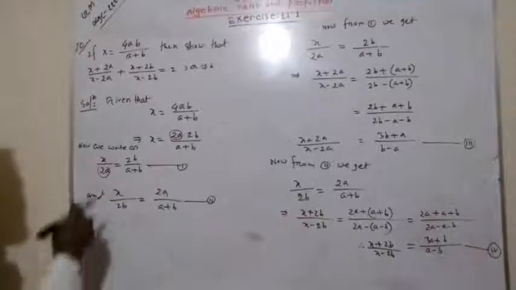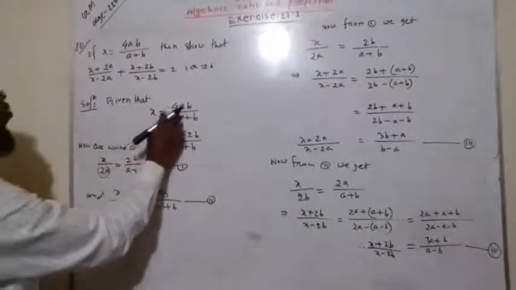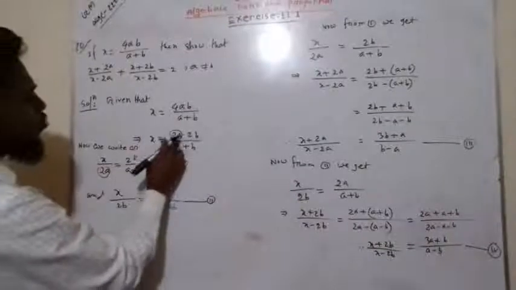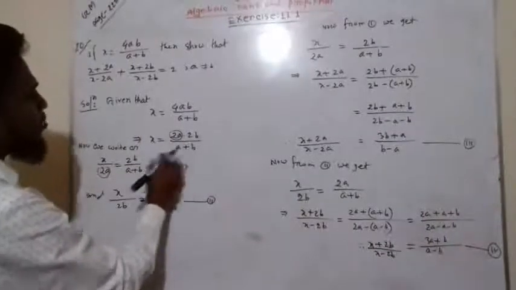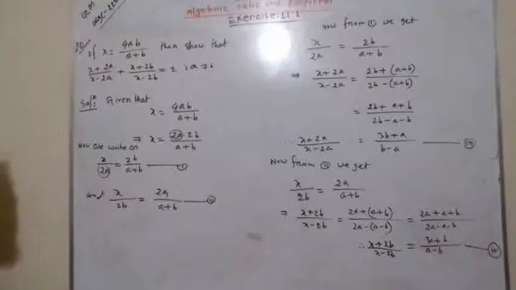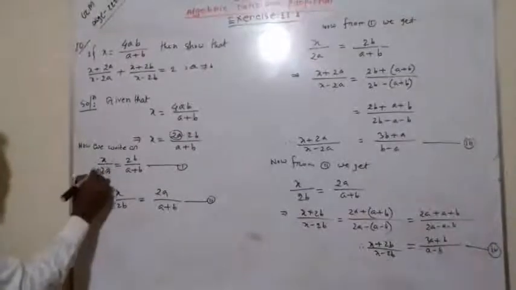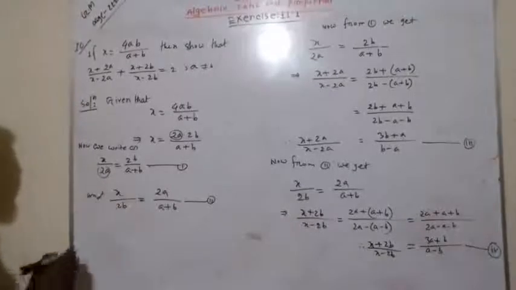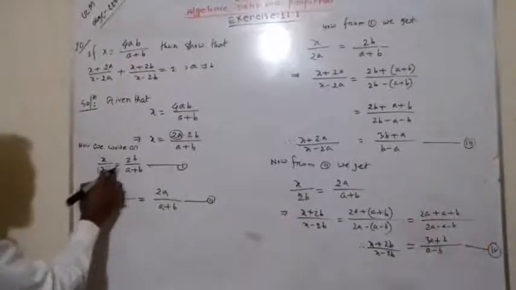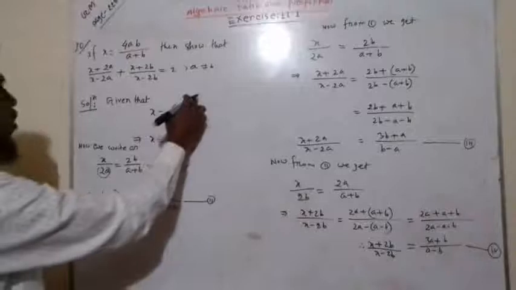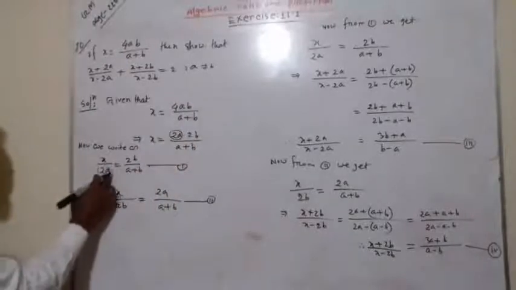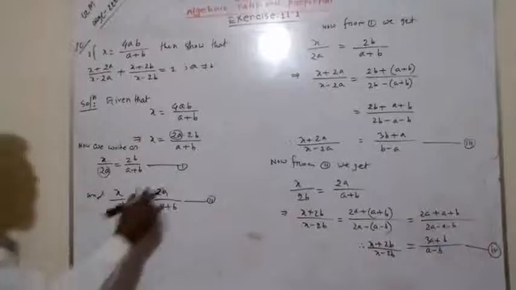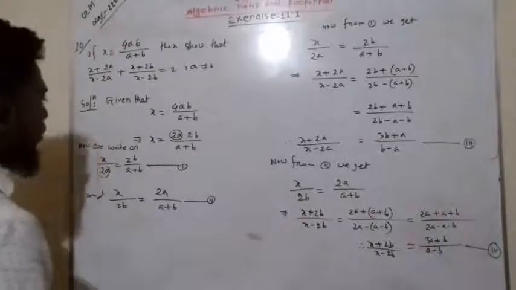Let's start our solution. Given that x equal to 4ab divided by a plus b, then we can write x equal to 2a into 2b divided by a plus b. Now we can write x divided by 2a equal to 2b divided by a plus b. If we multiply 2a into 2b, then we remain 4ab. So x/2a = 2b/(a+b). This is equation number 1.